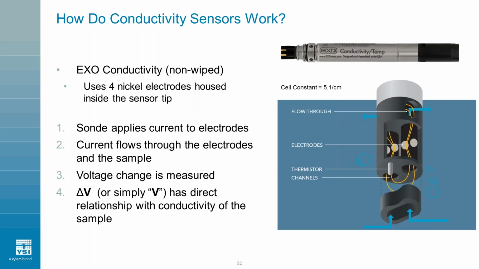Functionally, this sensor works just like our earlier example. Water flows through the cell, current is applied to the electrodes, voltage is measured, and conductivity is calculated.